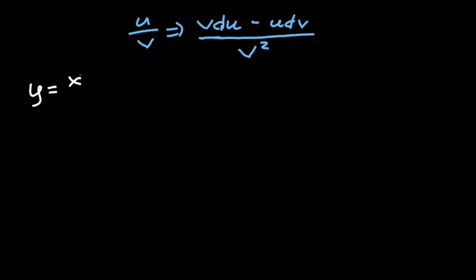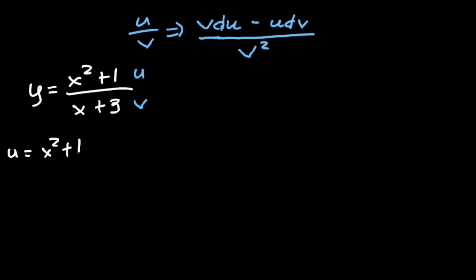Y is equal to x squared plus 1 over x plus 3, wherein U will be x squared plus 1 and V will be x plus 3. Make a table method if you're still a beginner or if you want to. U will be x squared plus 1 and the derivative of U will be 2x. Assign V also will be x plus 3 and dV, which is the derivative of V, is simply 1.